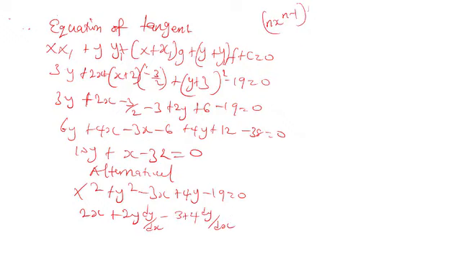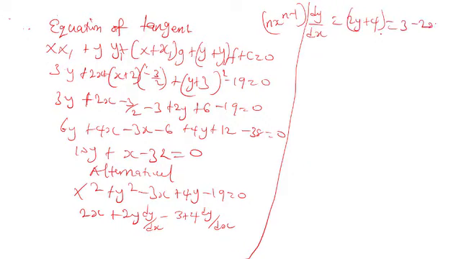So with this, we now state that dy/dx is equal to 2y plus 4, which is equal to 3 minus 2x after collecting like terms and taking the value of dy/dx at this point. So dy/dx will now be equal to 3 minus 2x all over 2y plus 4. That's the value of dy/dx.